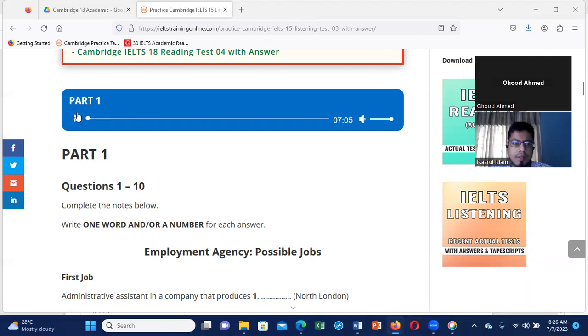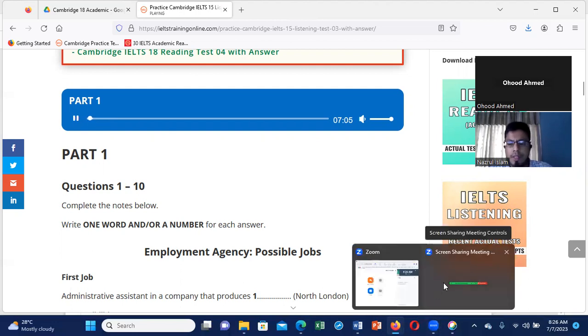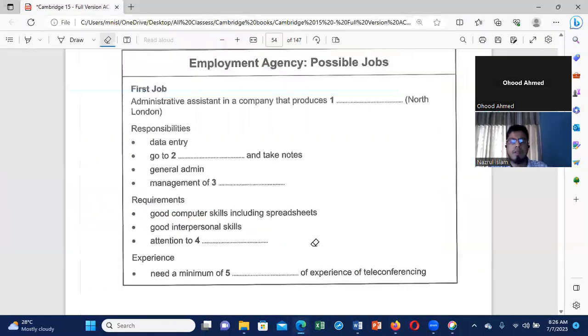Let's keep going. Talking to a man about jobs he could apply for. Perfect now? First, you have some time to look at questions 1 to 5. Okay, give a look.